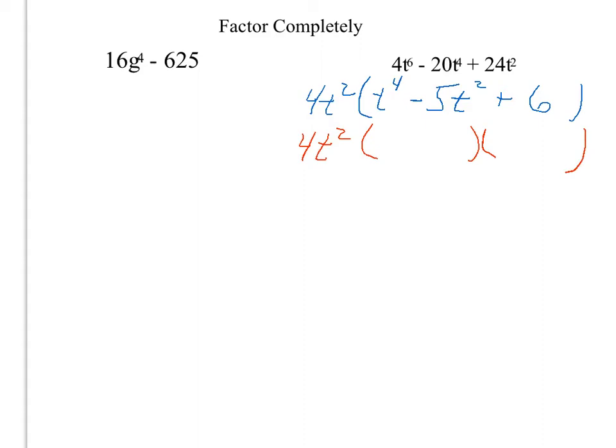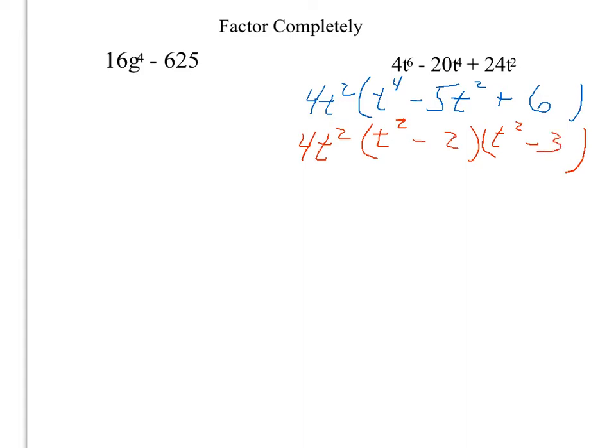The minus plus, I know I can break that up into minus minus. Now things get a little bit different than what you're accustomed to seeing. This t to the 4th, if I look at this middle term here, notice it's a t squared. So I can break this t to the 4th up into t squared and t squared. And then the 6, I can break that up into either 1 and 6 or 2 and 3, whichever is going to give me this middle term of minus 5. And in this case, it would be 2 and 3.